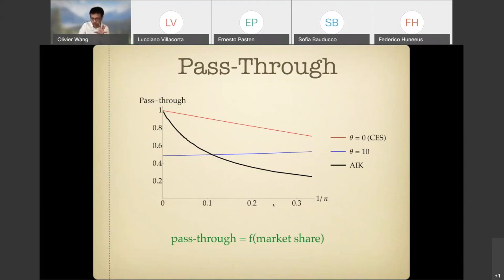So when I vary the market share, I'm actually varying the number of firms. Let's say you have 3 firms, so each firm has a 33% market share, their pass-through is here. You have 5 firms, each firm has a 20% market share, their pass-through is here.